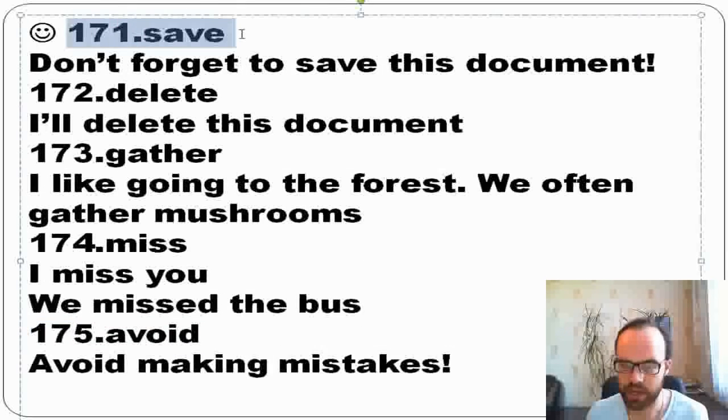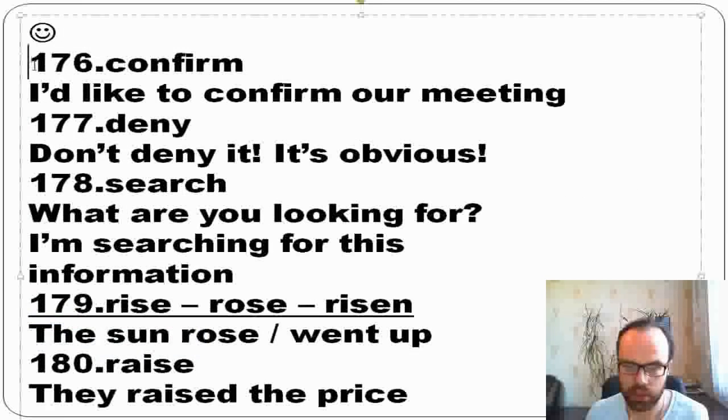Save. Don't forget to save this document. Delete. I'll delete this document. Gather. I like going to the forest. We often gather mushrooms. Miss. I miss you. We missed the bus. Avoid. Avoid making mistakes. Confirm. I'd like to confirm our meeting. Deny. Don't deny it. It's obvious.